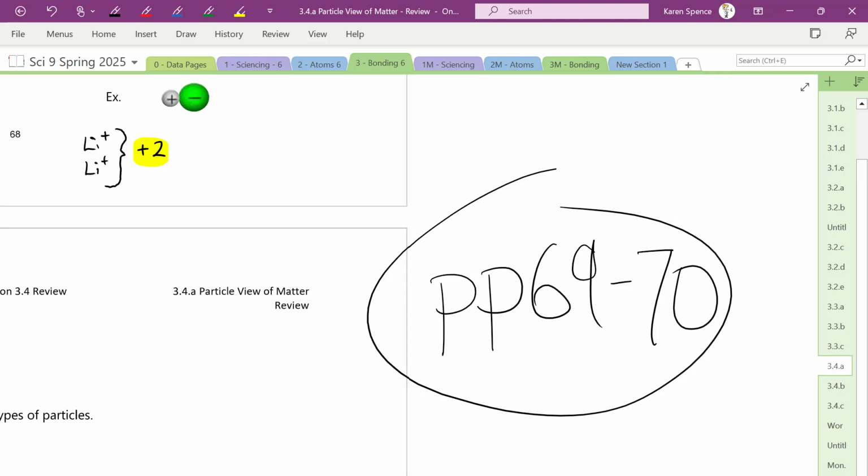In isolation. Okay, so that would be a formulated ion because the whole part goes through this. 69 and 70. Yeah. Perfect.